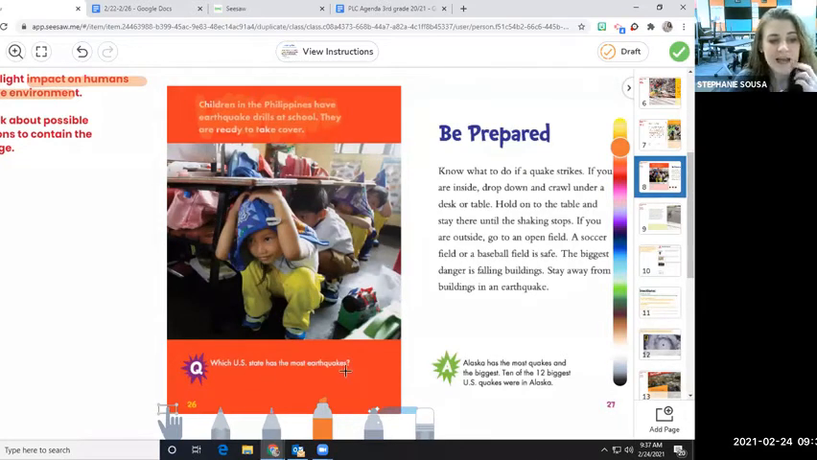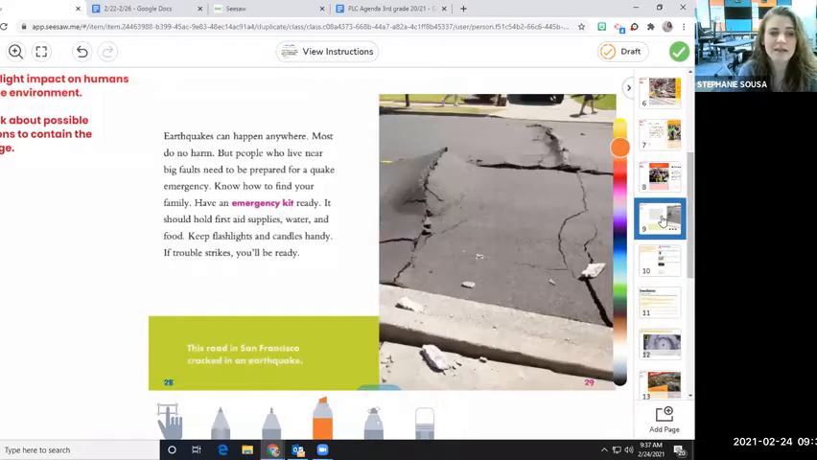Which US state has the most earthquakes? Alaska has the most quakes and the biggest. 10 of the 12 biggest US quakes were in Alaska. Slide 9 is our last slide, highlighting the impact on humans and the environment.